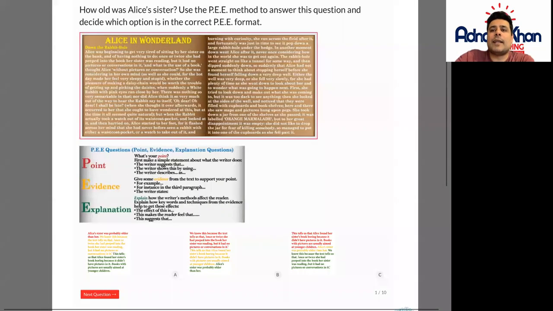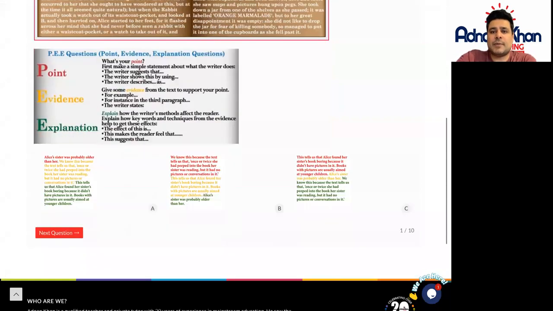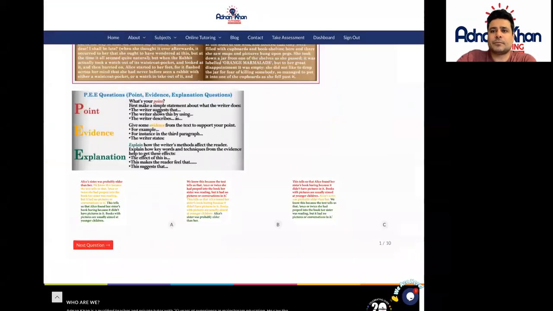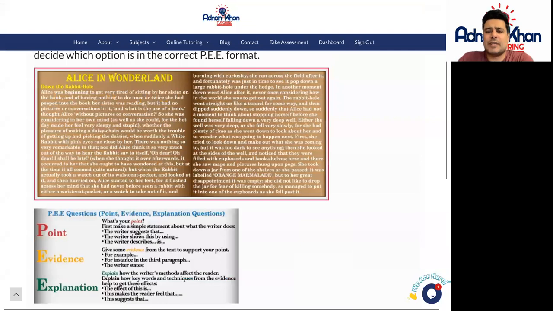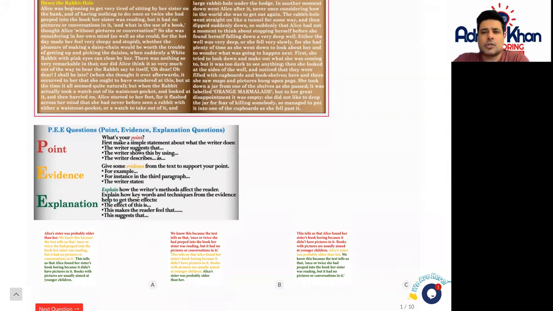Now, in this homework exercise, you've got an extract here from Alice in Wonderland. Now, to be able to practice these questions, you've got to read this particular text and answer the following questions. Now, these particular options here are mixed up in point, evidence, or explanation, and you need to decide which one is which and where everything goes. So this is just basic knowledge at this stage, just to make sure that you understand the structure.